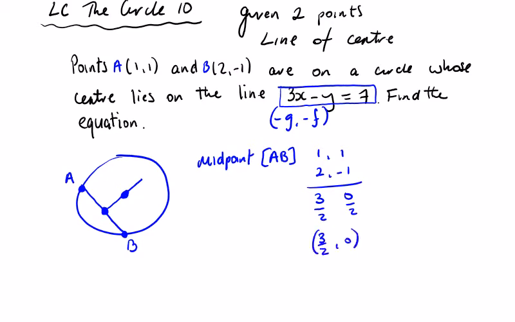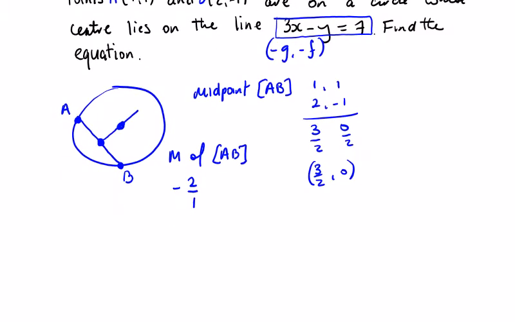My slope of AB. So it's a negative slope. So the change in y over the change in x. Y goes from 1 to -1, so the change is 2. And x goes from 1 to 2, so the change is 1. So my slope is -2 over 1. So my perpendicular slope is 1 over 2.